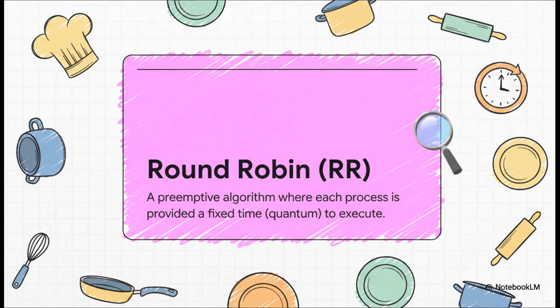In this kitchen, every single cook waiting in the ready line is guaranteed a small slice of the head chef's time, maybe just 10 milliseconds. We call this a time quantum. Once their time is up, they go to the back of the line, and the next cook gets their turn. It's designed to be incredibly fair.